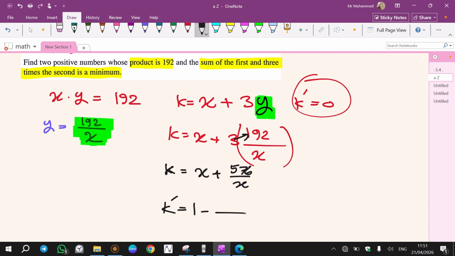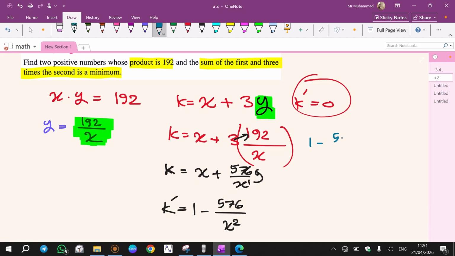576 over x, I can use the fast way to find the derivative. Power plus 1, x squared. The power is 1, multiplied by it and made negative: negative 576. Now this is k prime, the derivative.